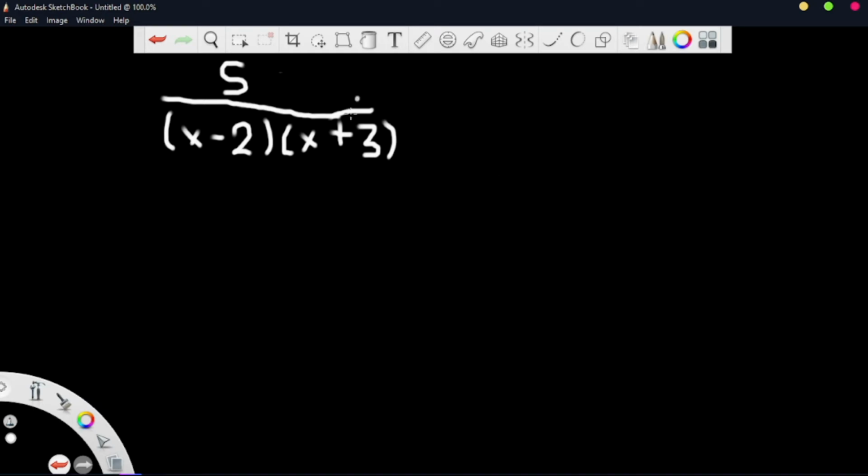So what I can do to get back to my original fraction, I can express this in the form of a, and then since the denominators are multiplying, I'm just going to get 1 over, and then I've decided to get my a and put it over my x minus 2. And then I can say plus my b, and then I can put my b over x plus 3.